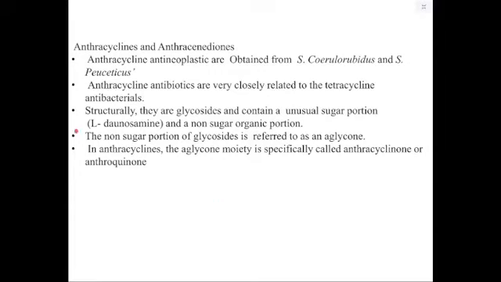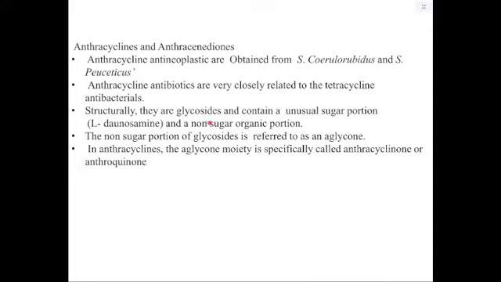We have the first class, the anthracyclines and anthracenediones. The anthracycline antineoplastics, again, are naturally occurring. They are from the Streptomyces microorganisms. Anthracycline antibiotics are very closely related to the tetracycline antibiotics. We have looked at the tetracyclines. The structure might be different, but they have some similarity. They have four rings, but of course, they will have structural differences, but also some structural similarities.